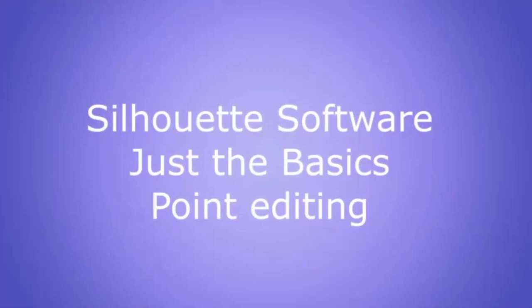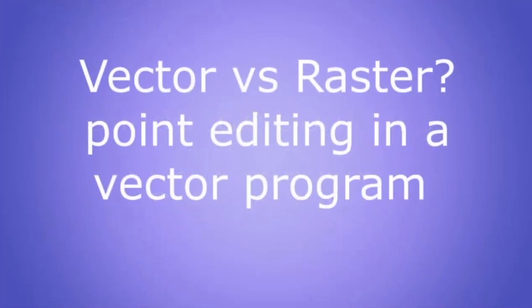Okay. Point editing. So this is what's called a vector program. If you could pause on the next screen when we come up, I'm going to talk about the difference between vector programs and raster programs. Photoshop is a raster program. Illustrator is a vector program. Vectors are shapes that are made up of little points.